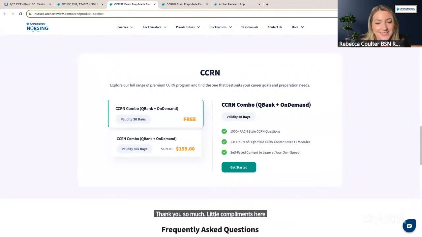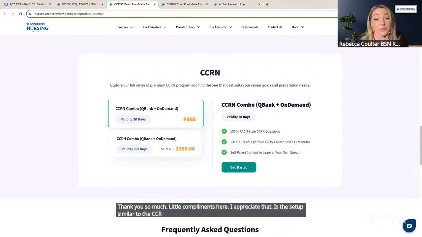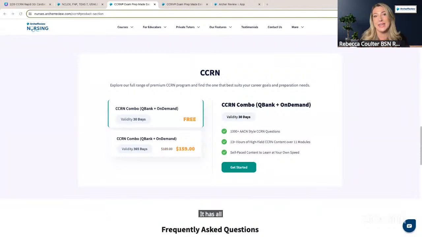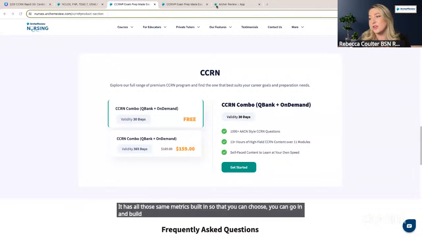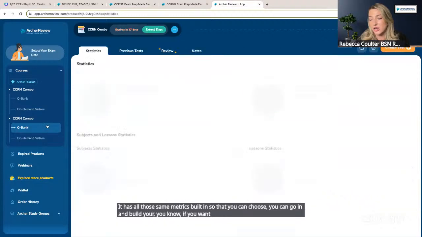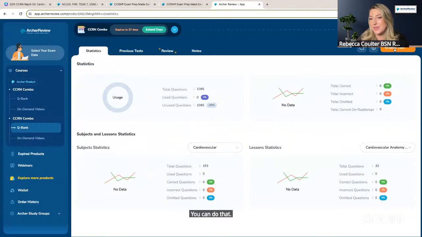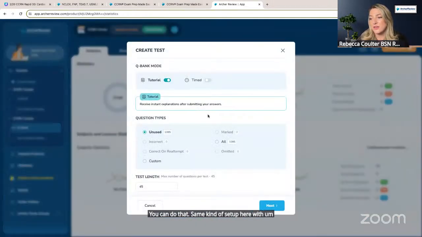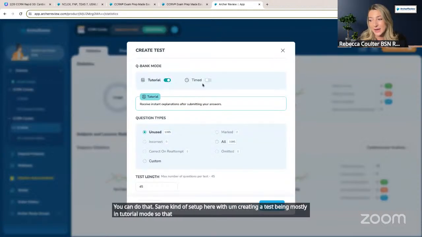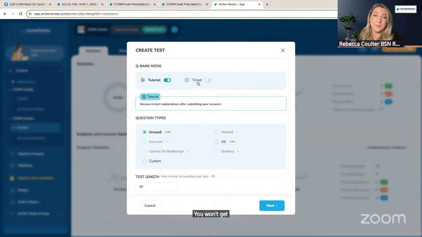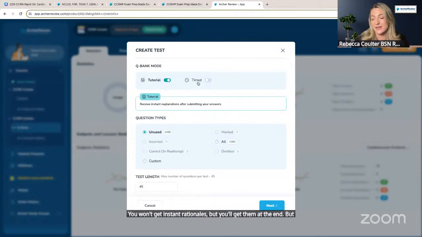I appreciate that. Is the setup similar to the CCRN, just like it was the NCLEX with practice questions? Yes, great question. It has all those same metrics built in, so that you can go in and build your test. If you want to just look at cardiovascular questions, you can do that. Same kind of setup here with creating a test being mostly in tutorial mode so that you can get instant rationales. If you're in a timed mode, that's when it'll kind of mimic the exam environment. You won't get instant rationales, but you'll get them at the end. It just kind of keeps the integrity of the testing going.